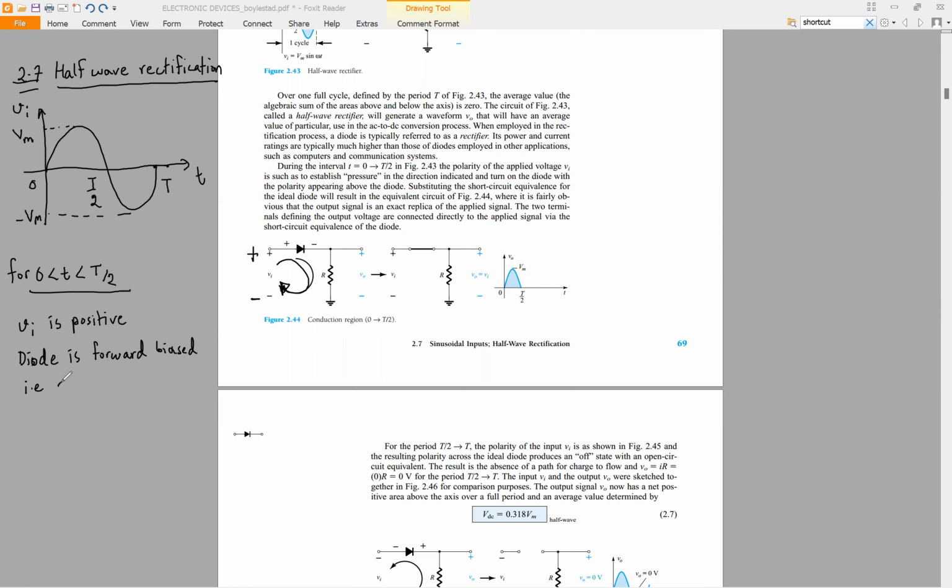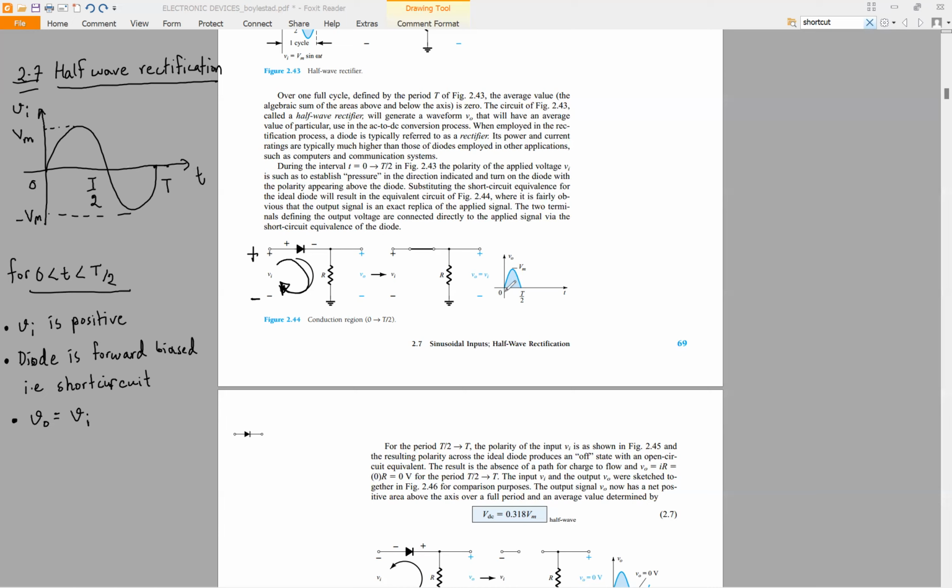Forward bias means short circuit. If the diode is short circuit, no voltage will drop across the diode, because its resistance is 0. So all the voltage will drop across R. So V out will be Vi. When Vi is positive, the diode is forward biased or short circuit, and V0 will be equal to Vi. The output voltage will be Vi.